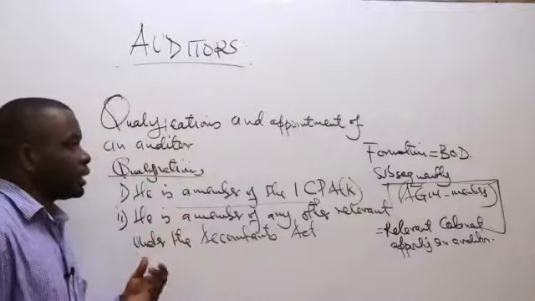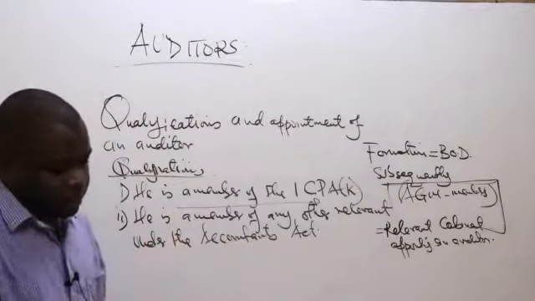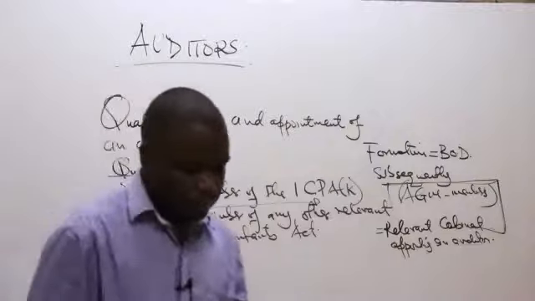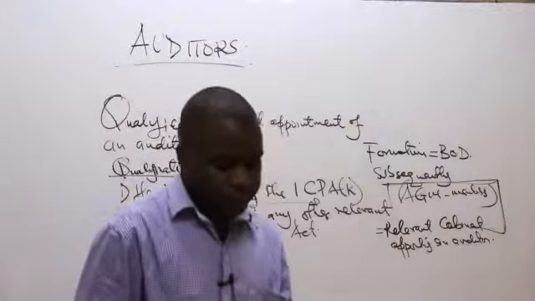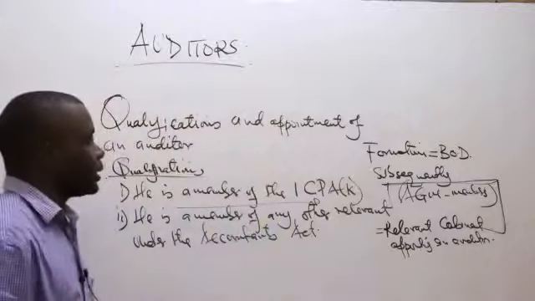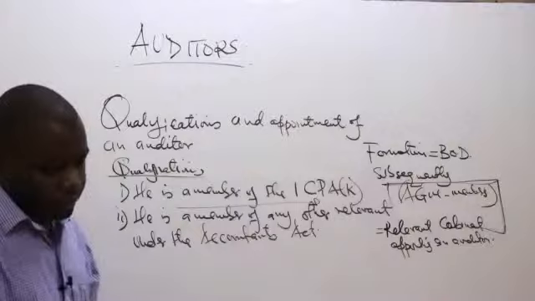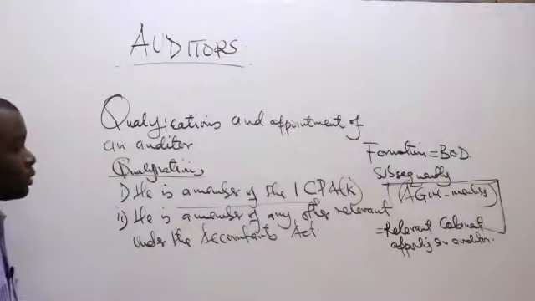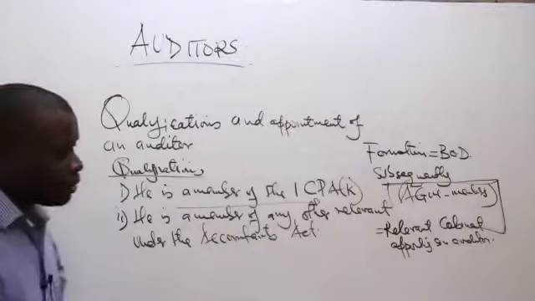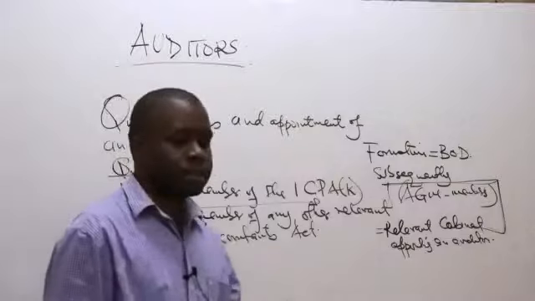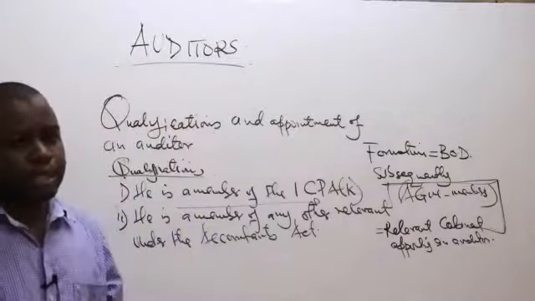So of course, in such a case, you lose independence. So you can say if his term of service has come to an end, automatically the previous auditor will be reappointed, but certain circumstances can make him not to be reappointed.